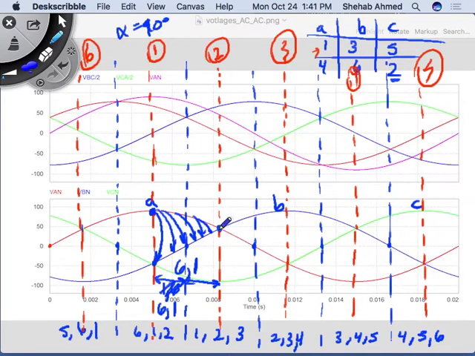Right? At this point, what happens? Phase B becomes higher than phase A. Phase B higher, so what happens? I want to actually push current from phase B positive, 3, right? Phase B positive, and return it through 4. I don't have 3 on yet. I don't have 3 on. And I don't have 4 on. Right? What do I have to turn on?